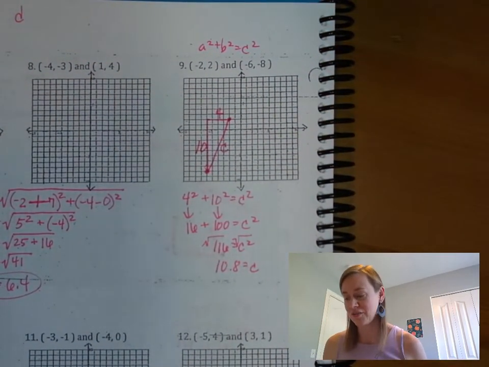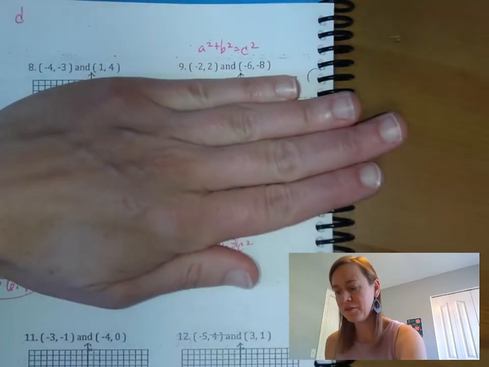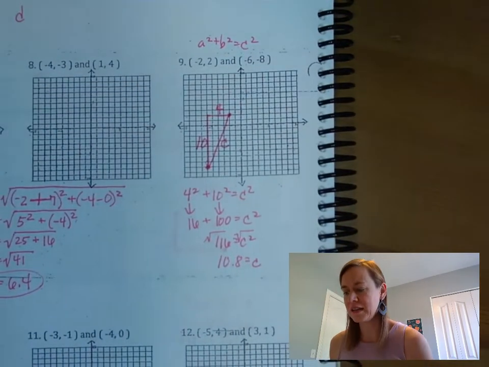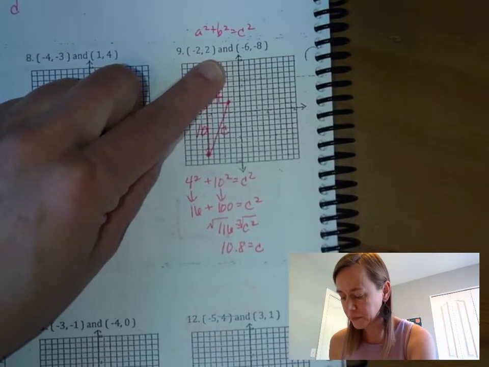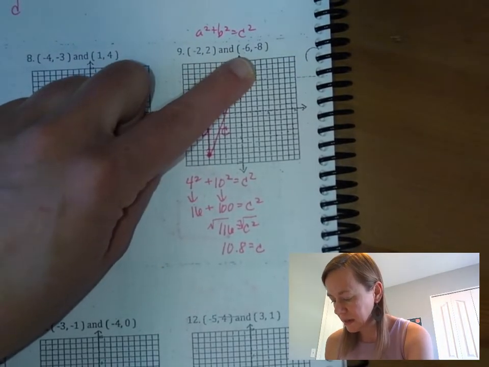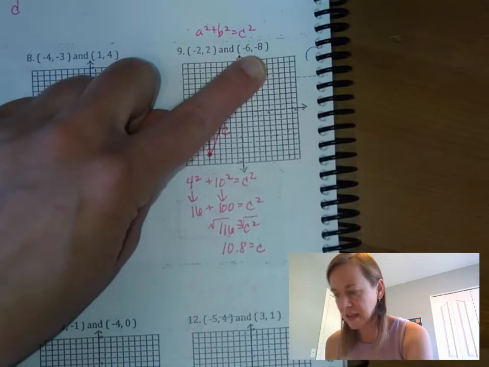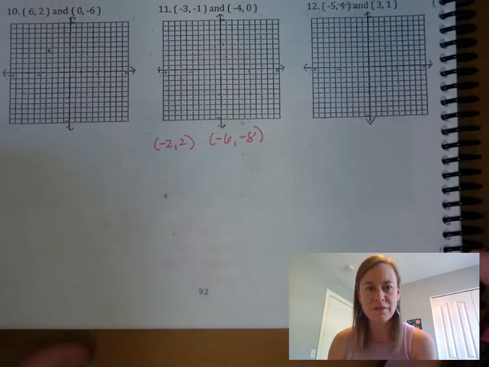That's always the question, right? Well, what if they just gave you that? I'm going to rewrite it down here. So -2, 2. I'm writing it down. You'll see it in a second. And -6, -8. Okay, I've just copied it over right down here.